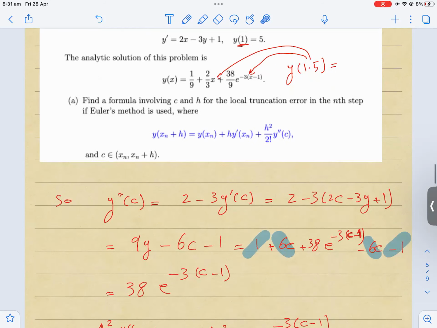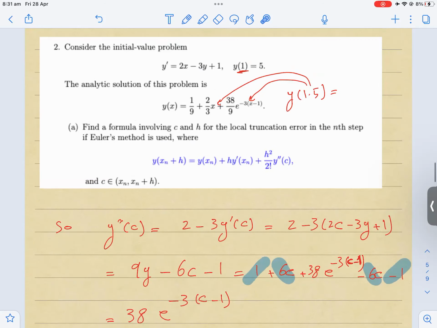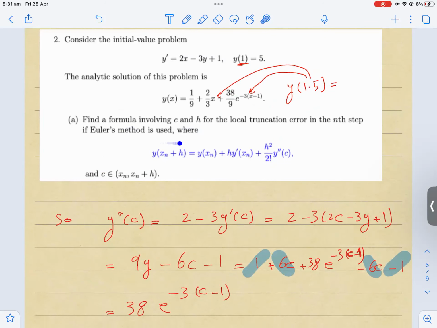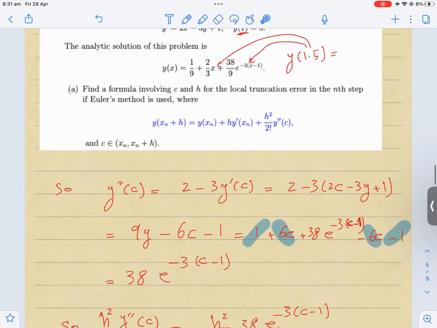Now, y double dash. So what's part A? Part A tells me to find the local truncation. Local truncation is this guy. So h squared over 2 factorial, y double dash of c. Where does c live? In every local truncation, it lives between the previous point and the new point, old and new points of x.